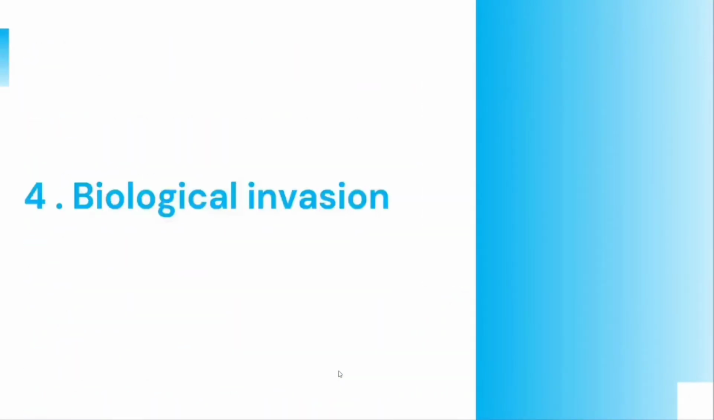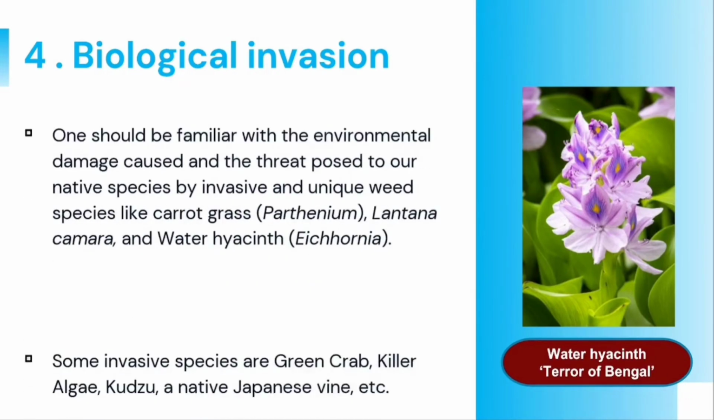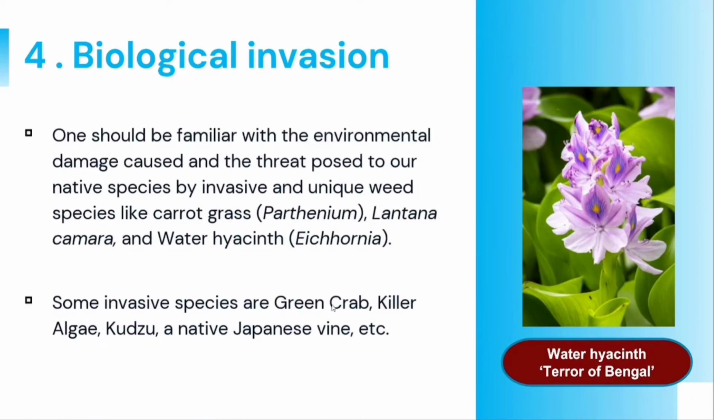In biological invasion, one should be familiar with the environmental damage caused and the threat posed to our native species by invasive and unique weed species like carrot grass, Lantana camara, and water hyacinth. Some invasive species are green crab, killer algae, kudzu, a native Japanese vine, etc.